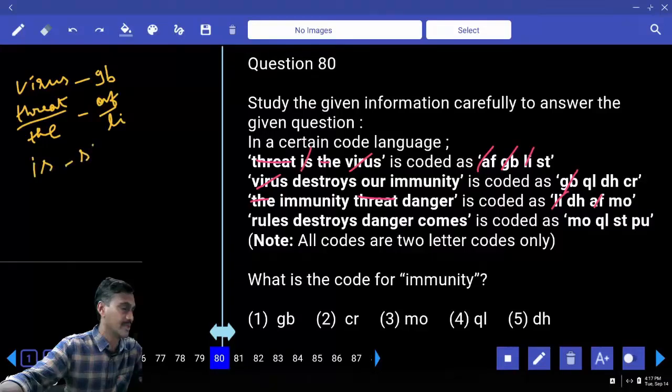ST. The code for is ST. Then compare the second and the third: "destroys our immunity." What is the word that is common? Immunity.